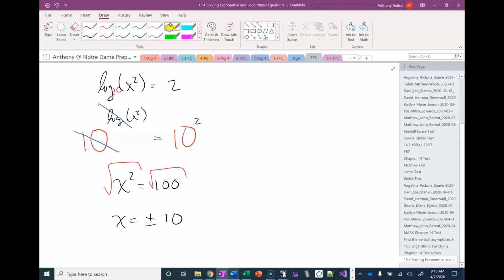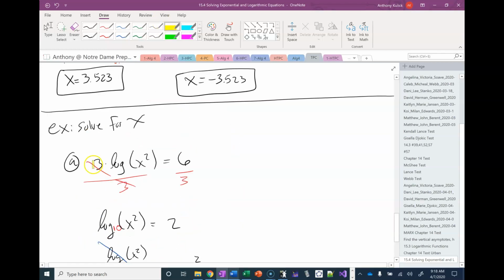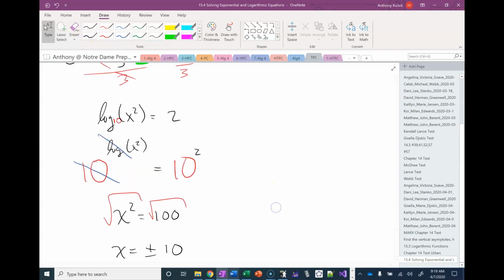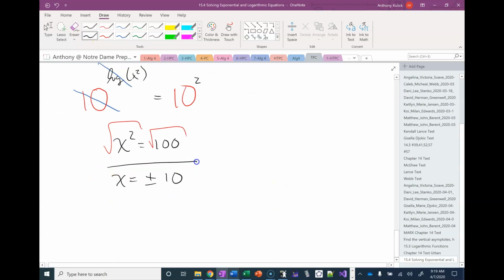So if I go all the way back to the very beginning, if I plug anything in for x squared, it's going to be non-negative, right? Because I'm squaring it. And because what I'm plugging in is non-zero, I know the result has to be positive. So both of these are going to be okay, right? 10 squared is 100, and negative 10 squared is also 100. So we're okay here.